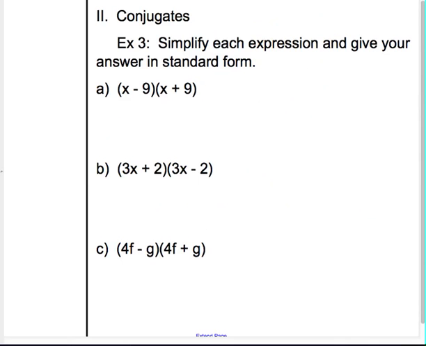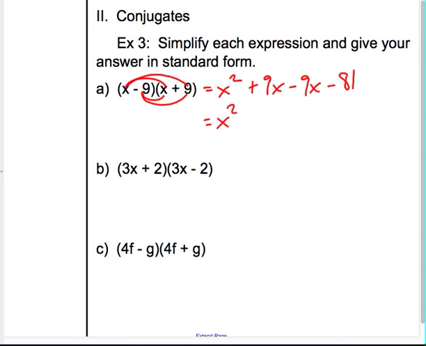The next type we're going to look at is multiplying conjugates. Hopefully after a couple of these, you'll see a nice pattern that happens, and multiplying conjugates is actually easier than multiplying regular binomials. So we're going to take a look at the distributive property. x times x gives me x squared. x times positive 9 gives me positive 9x. Negative 9 times x is negative 9x, and negative 9 times positive 9 is negative 81. So we're going to combine our like terms in the middle.